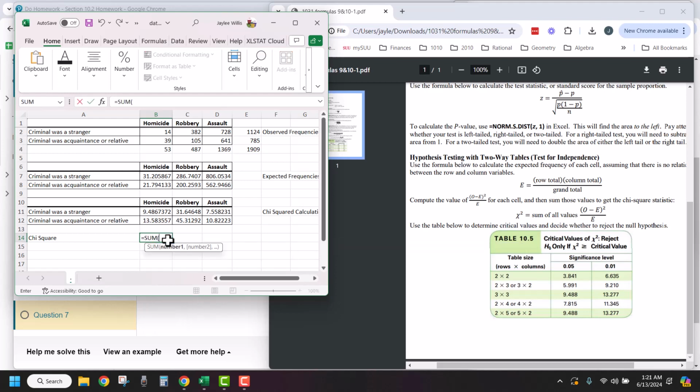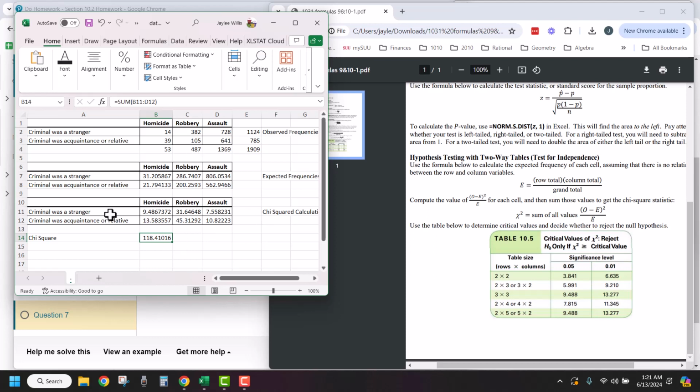So I'm going to type in equals sum of all of these values. And that gives me a chi-squared value of 118.4. Now, whether or not this is a significant difference is based on this table here. And the table is based on the size of the original data set that you were given.